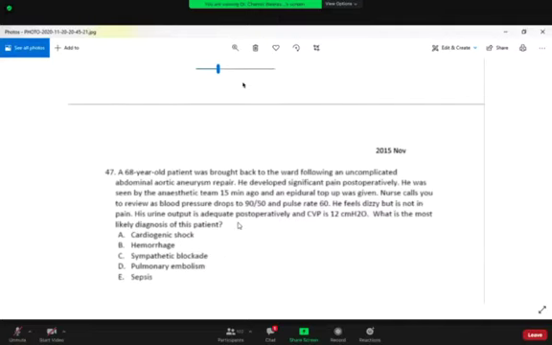Tell me, let's see. C, brother. Why not cardiogenic shock?